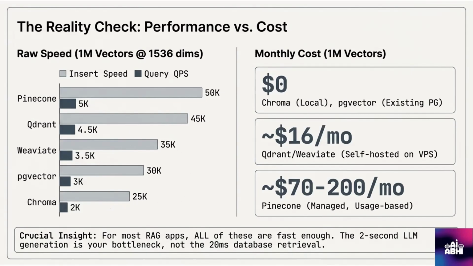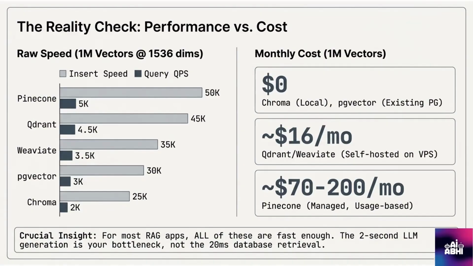So Pinecone and Qdrant lead on raw speed. Weaviate trades some throughput for its richer features. pgvector is surprisingly competitive, especially with the pgvectorscale extension. Chroma is the slowest, but still plenty fast for most use cases under 10 million vectors.